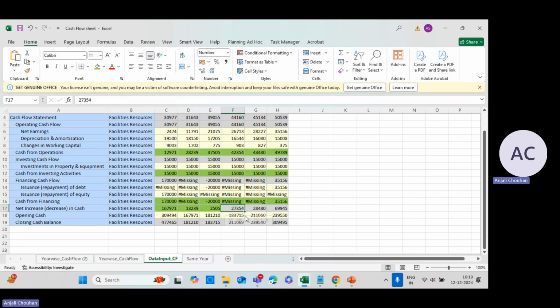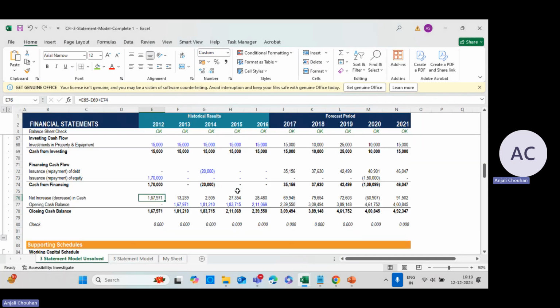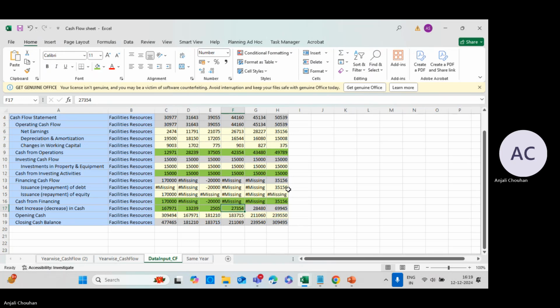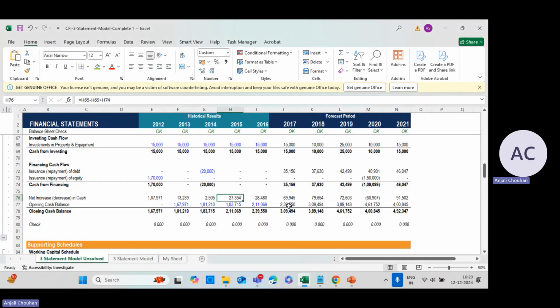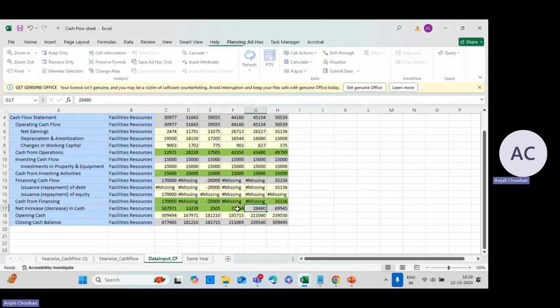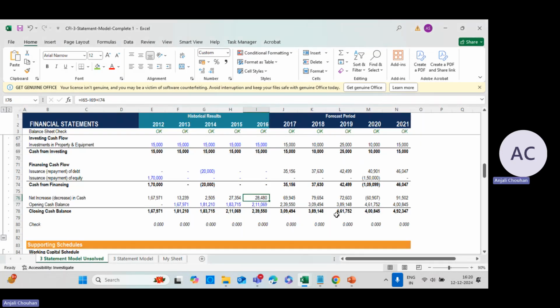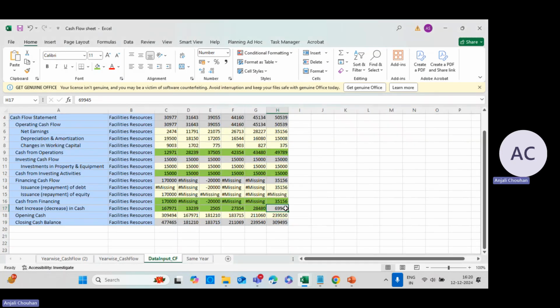Then 2,7,354. So yes, this is also correct. Then it should be 28,480. So that is also correct. And then it should be 69,945. That is also correct. So in this way, you can calculate the net increase or decrease in the cash. If there are any negative figures, that is already available because we have applied the correct formula.